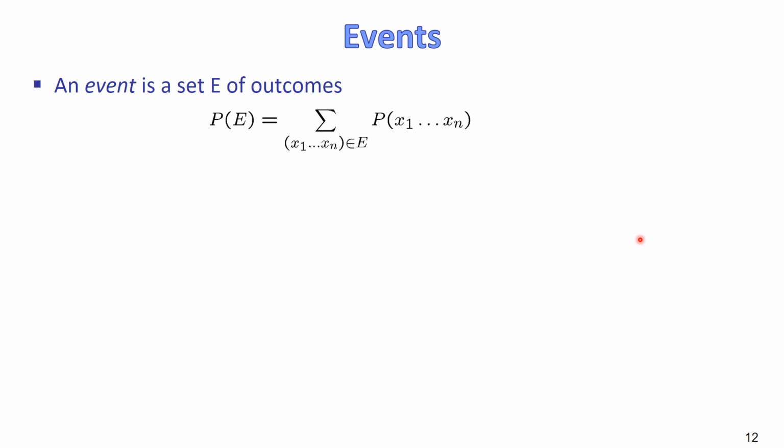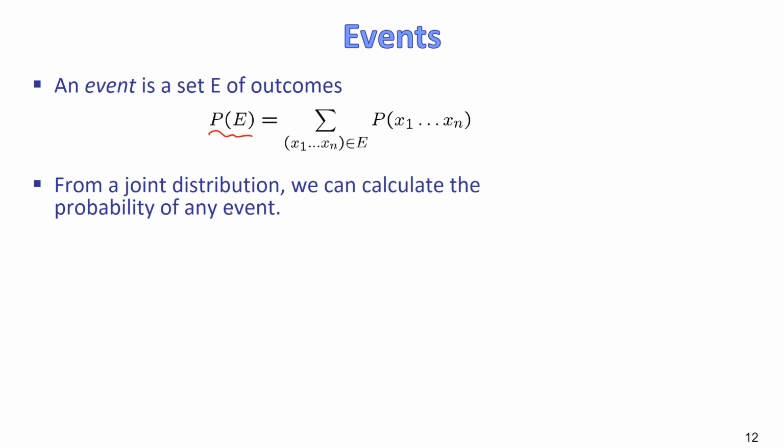Now, what is an event? An event is a set or a list of outcomes. Okay, a list or a set of outcomes. So the probability of an event is the sum of the probabilities of the outcomes. So if we have an event, okay, that has multiple outcomes, then to get the probability of the event, we just sum the rows that are corresponding to the outcomes.